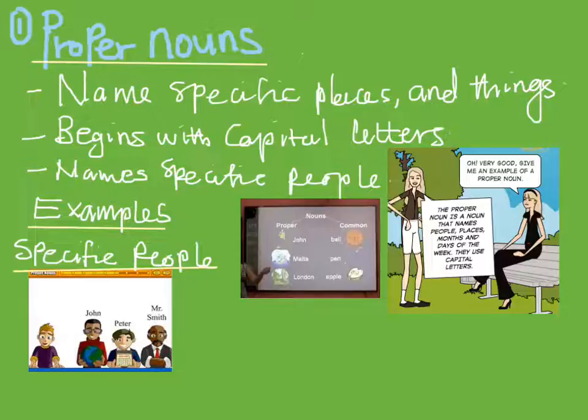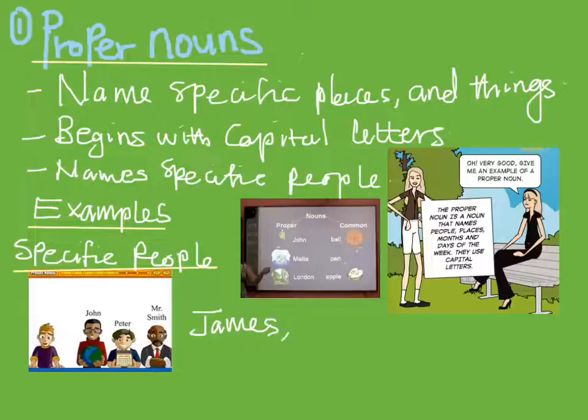Very good. Give me an example of a proper noun. Now that you've understood, you may call your name. Maybe your name is John. It means John is a proper noun. So a proper noun is a noun that names people, places, months, days of the week, and they use capital letters. Since it names people, your name could be James.